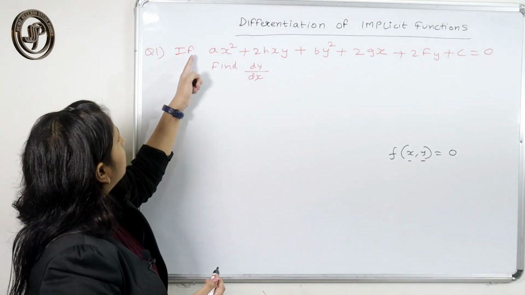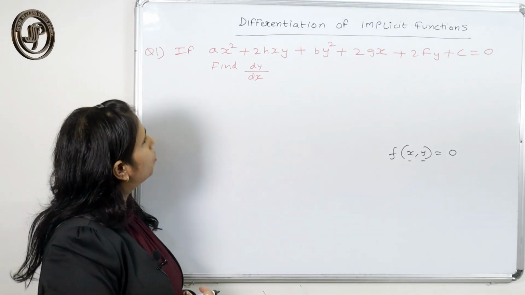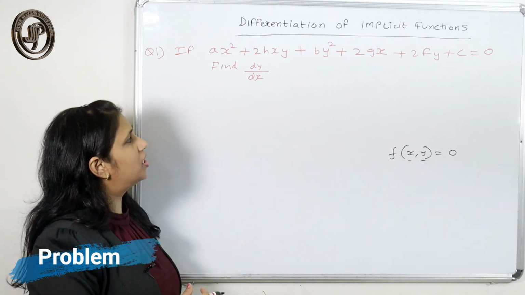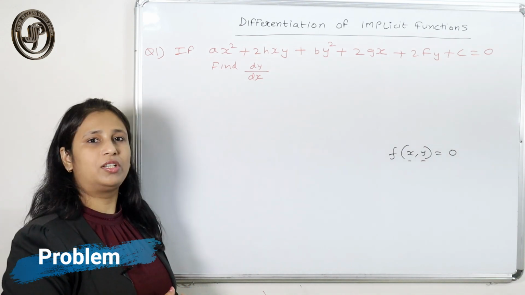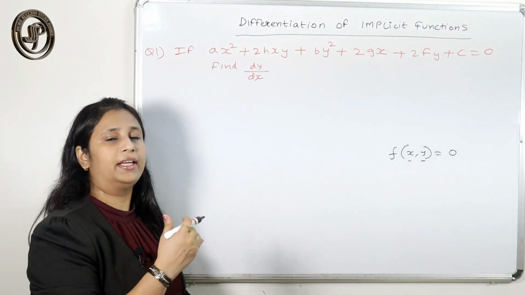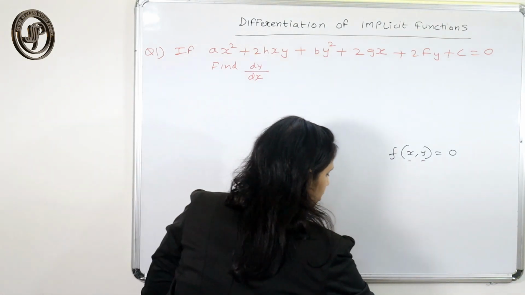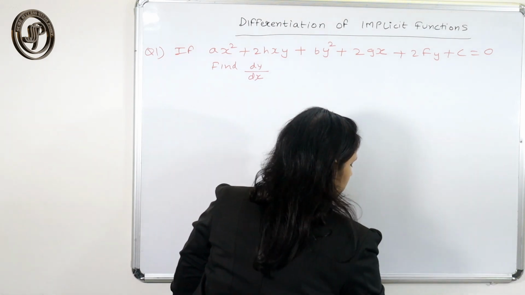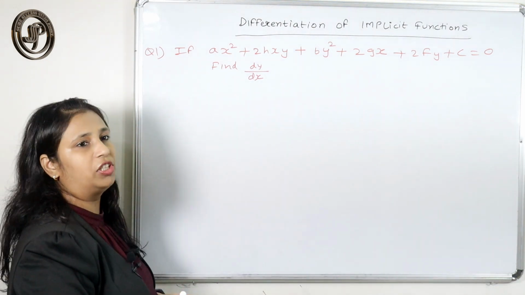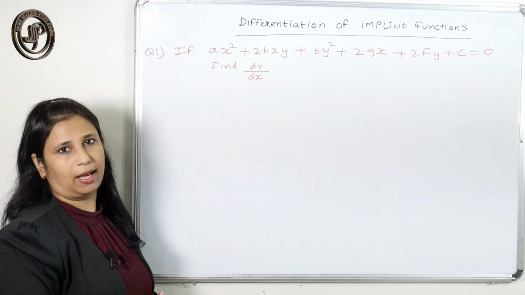So here you have a function ax square plus 2hxy plus by square plus 2gx plus 2fy plus c equals to 0. Here you can't express y in terms of x. So in this type of question, how do we find the derivative of this function? We will learn that in this episode.